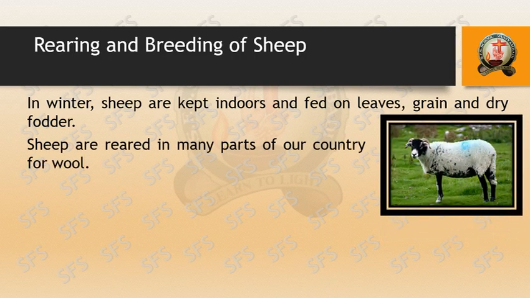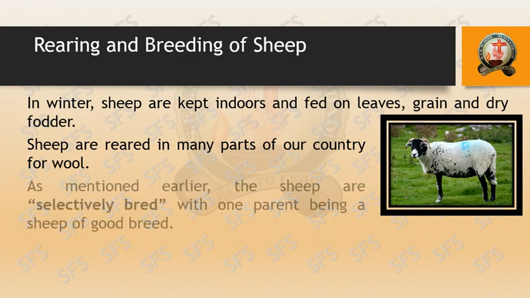Now, sheep are reared in many parts of our country for wool. You already know, in your previous class also we discussed, that different breeds of sheep are reared in many parts of our country. As mentioned earlier, the sheep are selectively bred with one parent being a sheep of good breed. One more thing we need to notice, as I discussed about the selective breeding concept: they pick only those sheep which have very soft, fine underhair, because that is very essential to provide good quality wool.